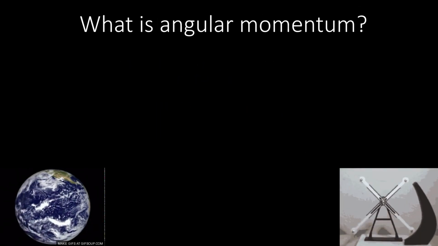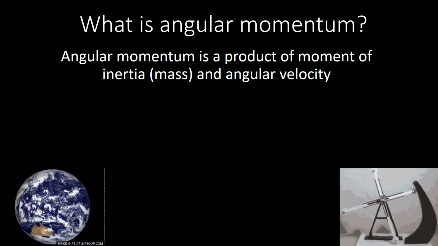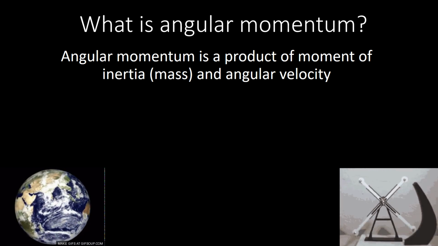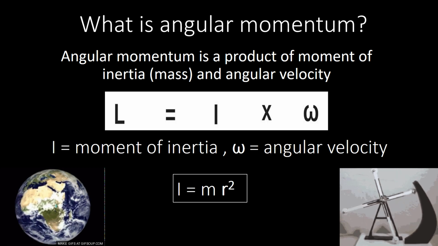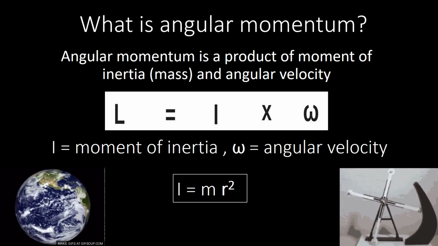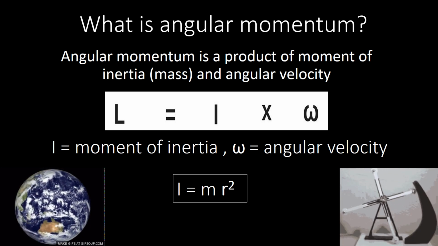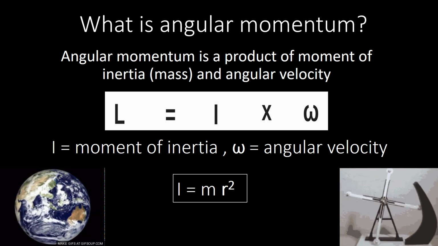What is angular momentum? Angular momentum is a product of moment of inertia and angular velocity. L equals I times omega, where I equals moment of inertia and omega equals angular velocity.